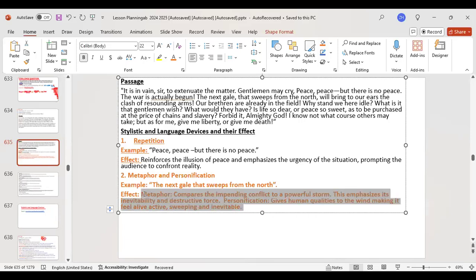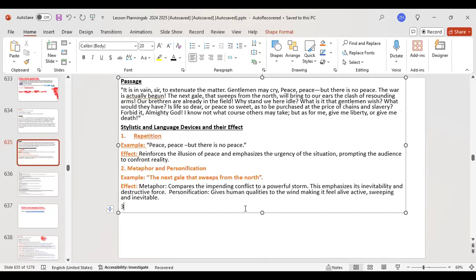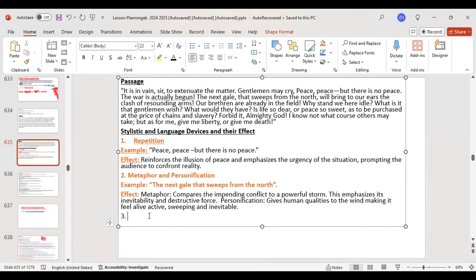So what are we doing? We are analyzing this. We are identifying the devices that we see. First of all, we identify it. The next thing we do, we state an example of it. Then we explain the effect it's going to have on the reader. Do we see any other device? I see repetition, I see metaphor, I see personification. Do you all see anything else?